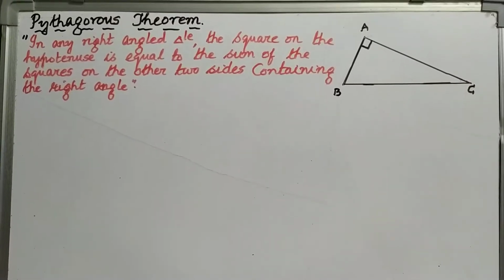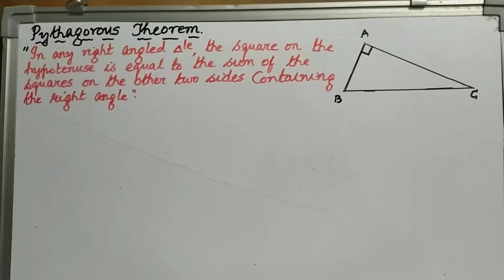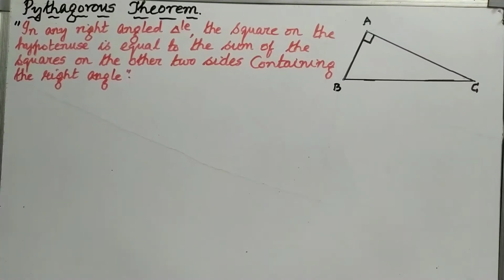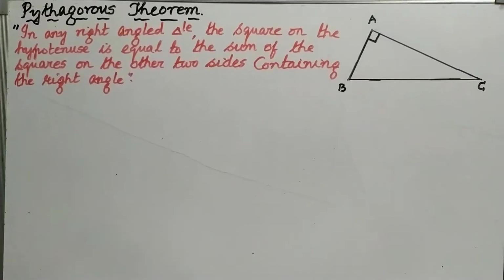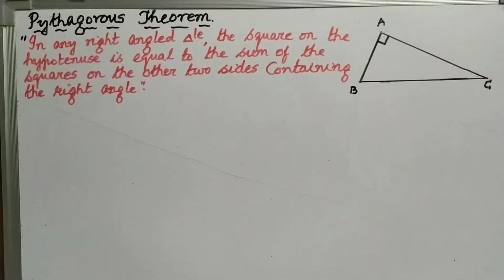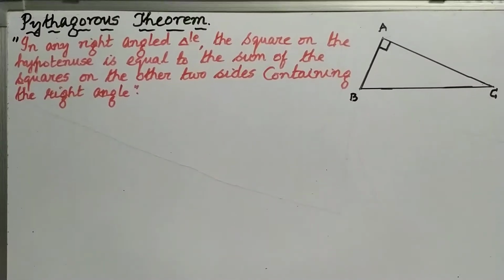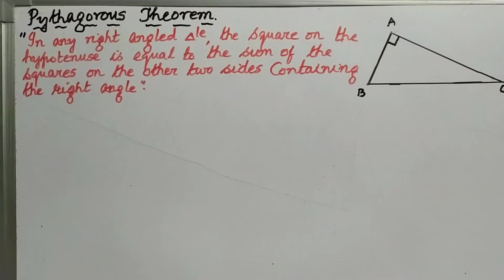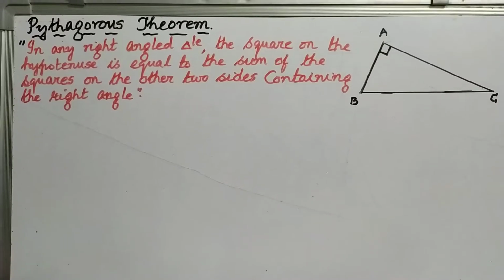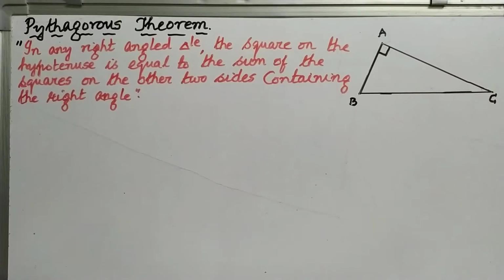There are around 400 different proofs for the Pythagoras theorem. Here, for your level, we are using similar triangles to prove the Pythagoras theorem. What is the statement of the Pythagoras theorem? In any right-angled triangle, the square on the hypotenuse is equal to the sum of the squares on the other two sides containing the right angle.